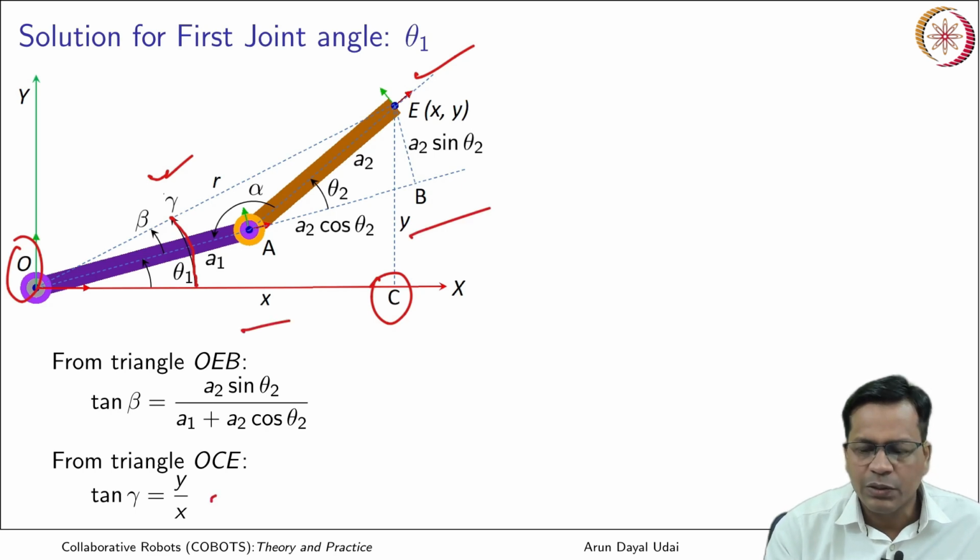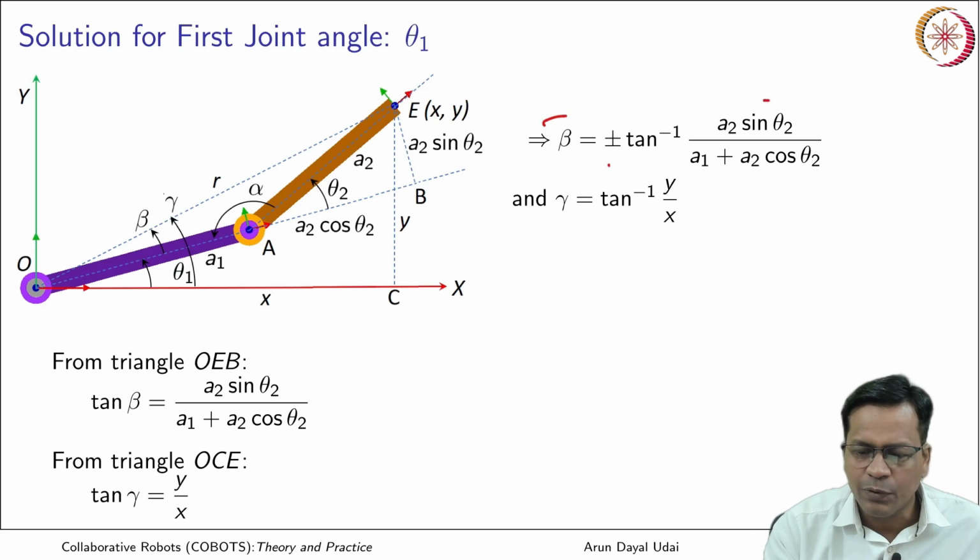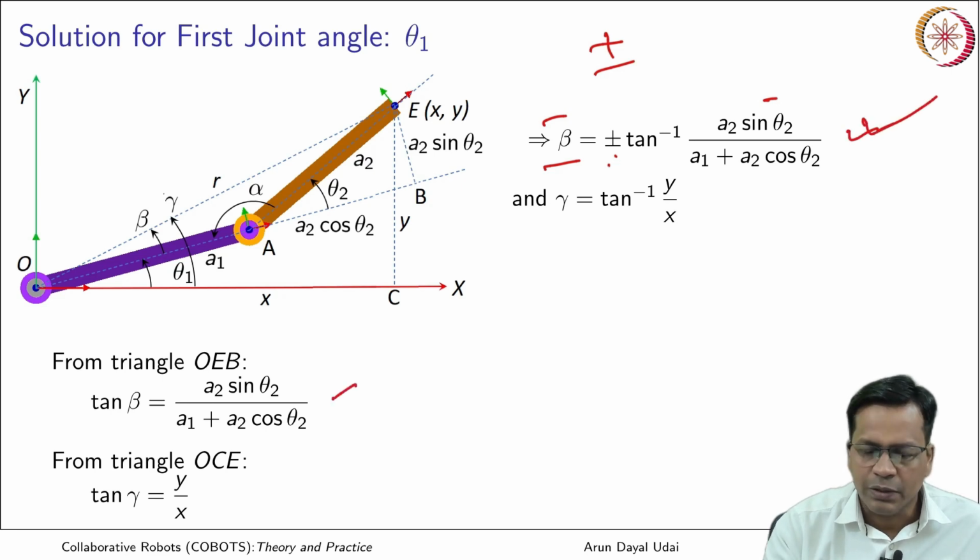So now using these two, I can quickly write beta is equal to plus or minus, again it will be plus or minus, because if it is minus theta 2, you saw in the earlier case it was plus or minus. So if minus theta 2, it will be minus, for plus it is plus. So beta is equal to plus or minus tan inverse of this. So using this, I obtained this.